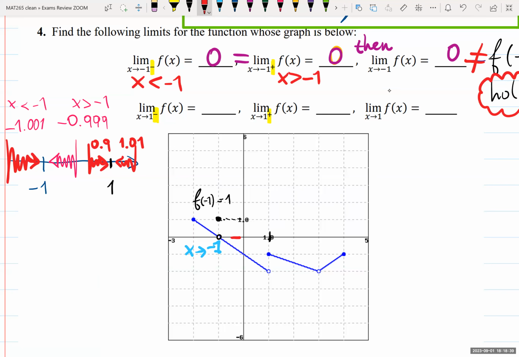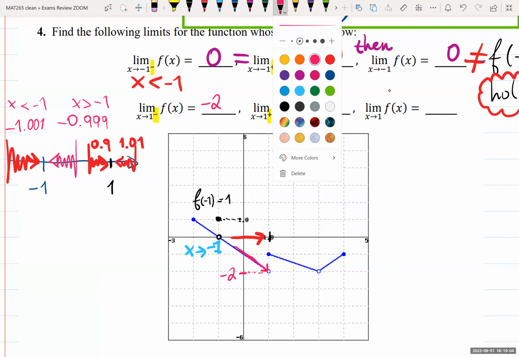Again, x approaches 1 from the left. While it's doing that, f of x at the same time goes in that direction and stops when x stops approaching 1 from the left. Where does it point? What height is it pointing at? And don't care about holes or whatever. It's just a height. It's pointing at -2.